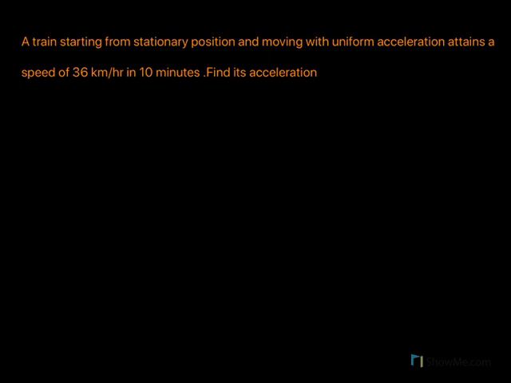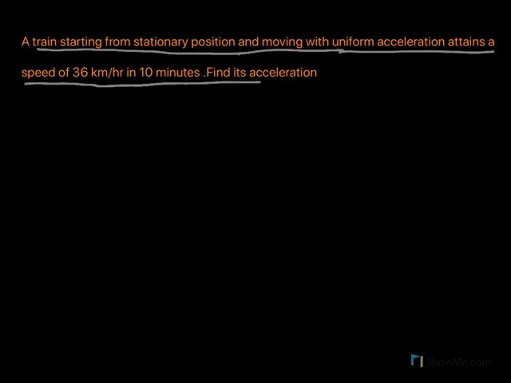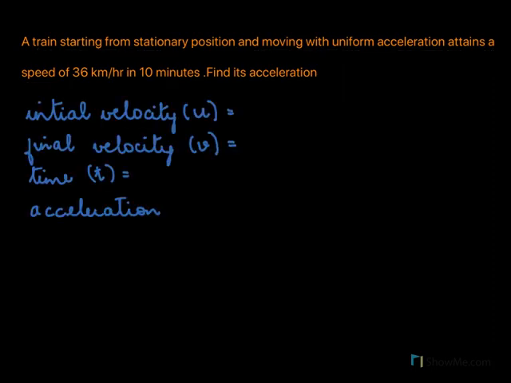A train starting from a stationary position and moving with uniform acceleration attains a speed of 36 km per hour in 10 minutes. Find its acceleration. A train starting from a stationary position means u equals 0. So we put here u equals 0 meter per second. Moving with a uniform acceleration attains a speed of 36 km per hour. That means v is equal to 36 km per hour, the final velocity.